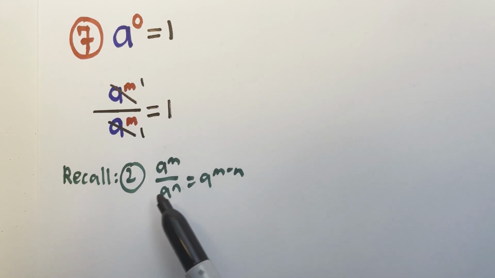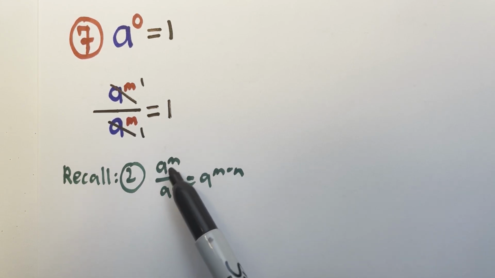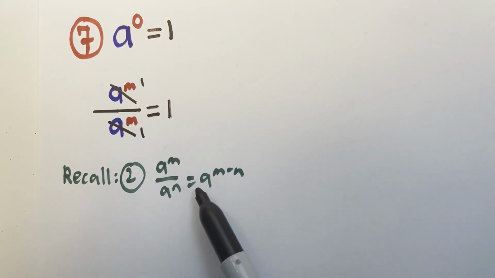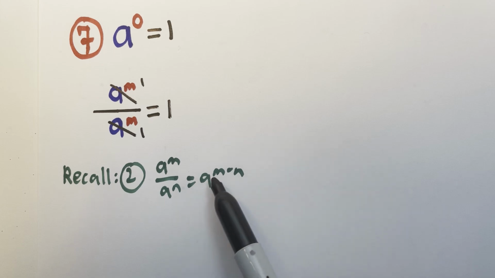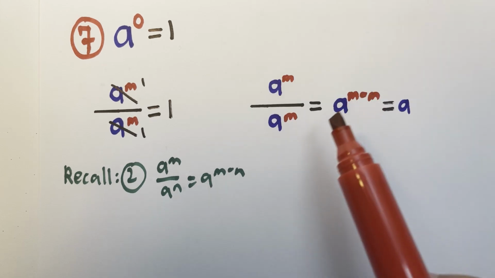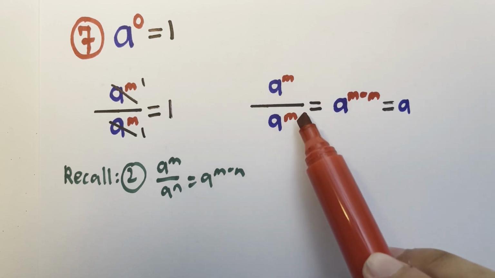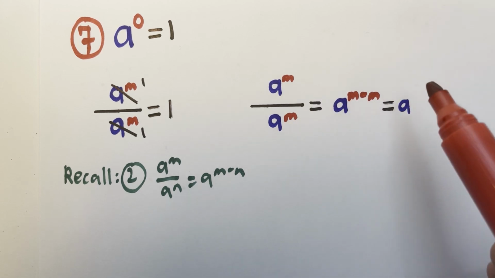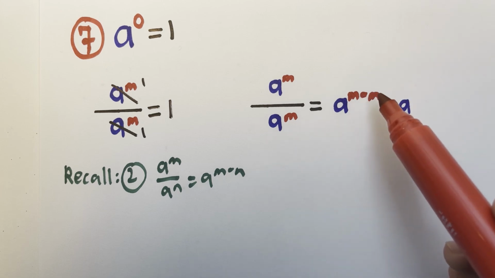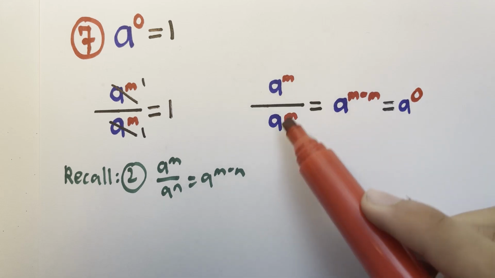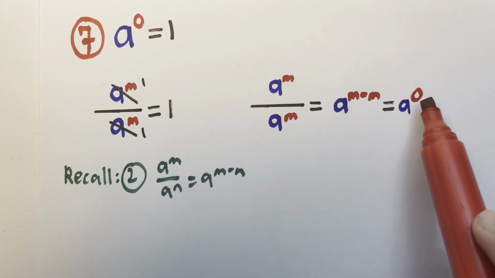Now we again think back to the second rule that we learned. A to the power of m divided by a to the power of n is equal to a to the power of m minus n. Now we can rewrite our fraction over here as a to the power of m minus m, since those are our two exponents on the top and bottom of the fraction. However, m minus m is equal to 0 because you're just taking something away from itself. So this fraction over here is also equal to a to the power of 0.